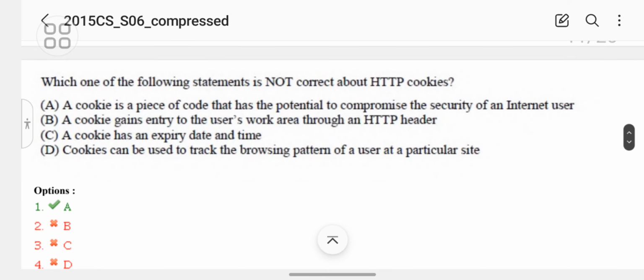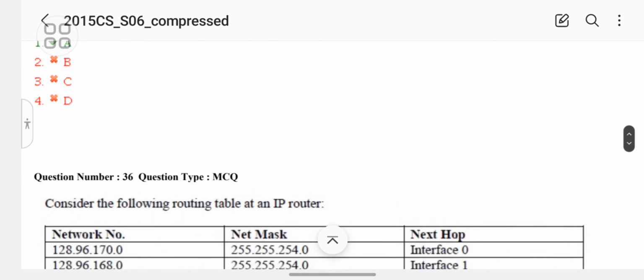Now, which one of the following statements is not correct about HTTP cookies? So for this the answer is A: a cookie is a piece of code that has the potential to compromise the security of an internet user.